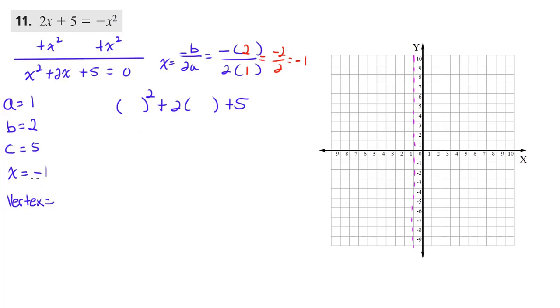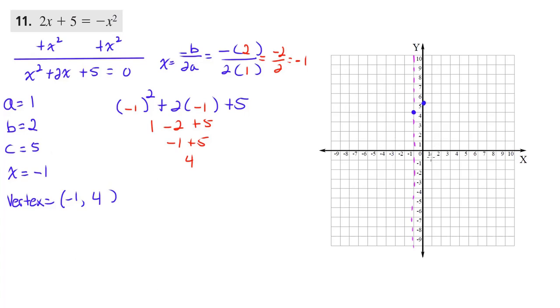So now we can plug in this negative 1 for x and find the y value of our vertex. Negative 1 squared is 1. 2 times negative 1 is negative 2. Bring down the plus 5. 1 minus 2 is negative 1, and negative 1 plus 5 is 4. So our vertex is at negative 1, comma 4. So we put that point here, negative 1, comma 4. And we can also see that our y-intercept is 5, because c equals 5. So that's going to be right here.